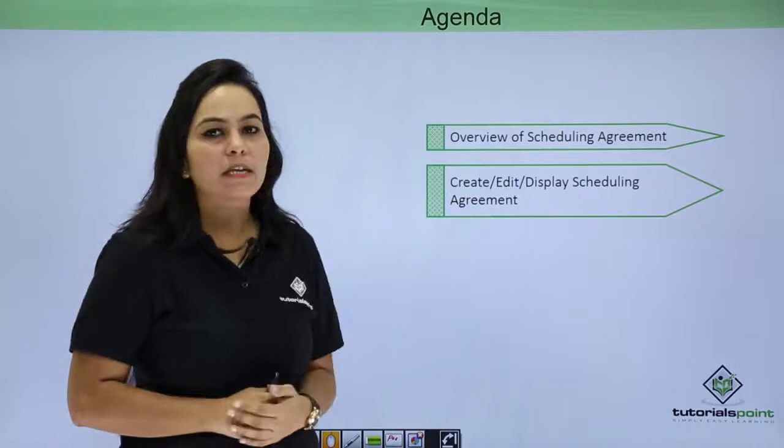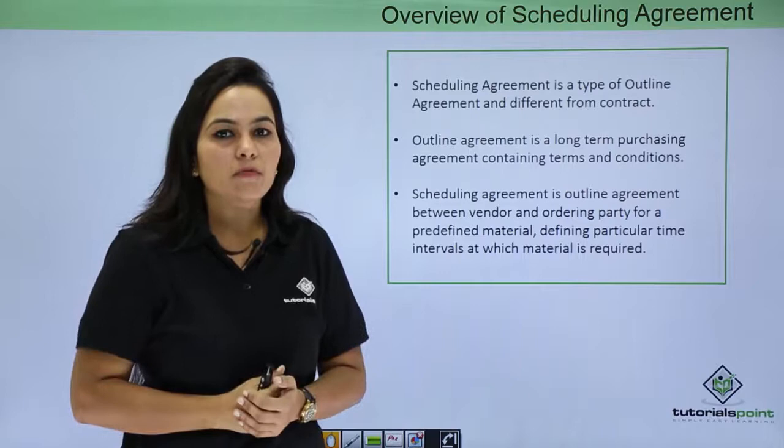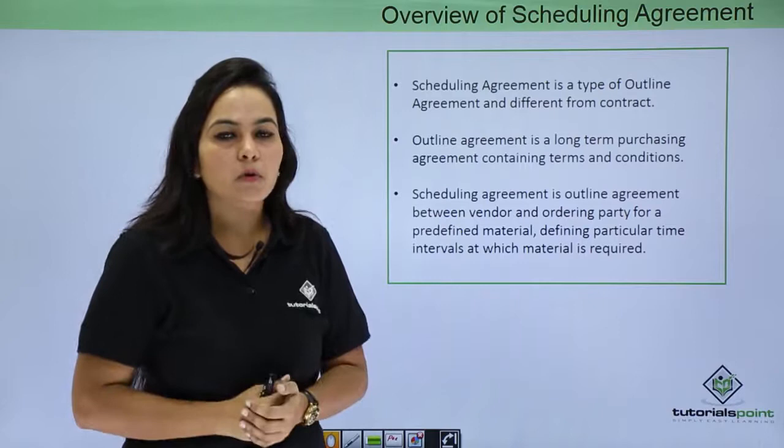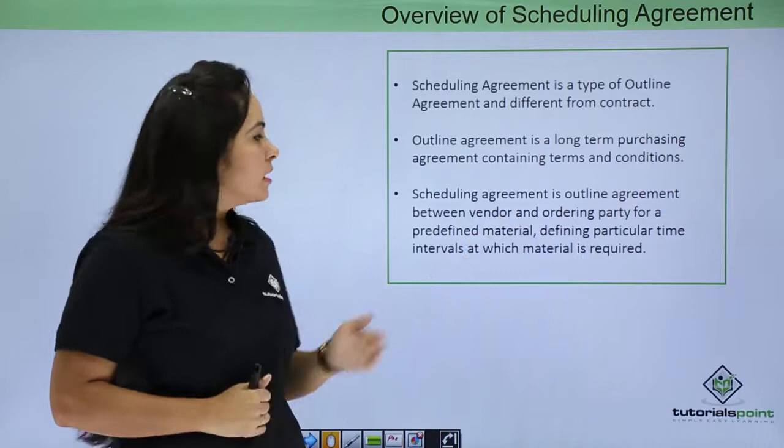Suppose a material is required from a particular vendor over a time framework. That means if a material is required at the end of 15 days or at the end of every month, we'll be creating a scheduling agreement, and this is how it differs from a contract. In scheduling agreement, we'll be specifying the particular time at which we'll be requiring the material. So scheduling agreement is an outline agreement between vendor and ordering party for a predefined material, defining the particular time interval at which the material is required.